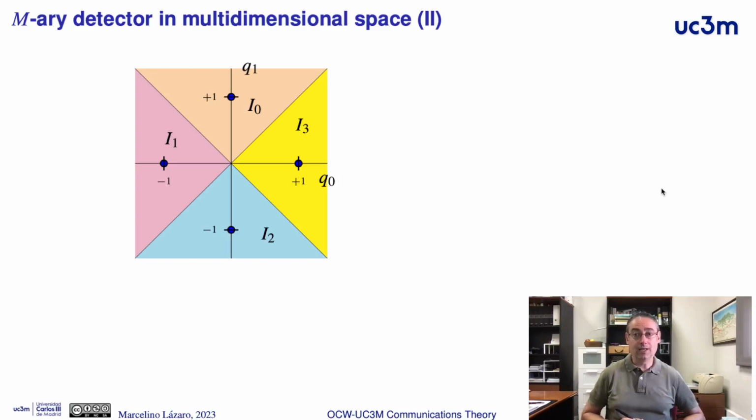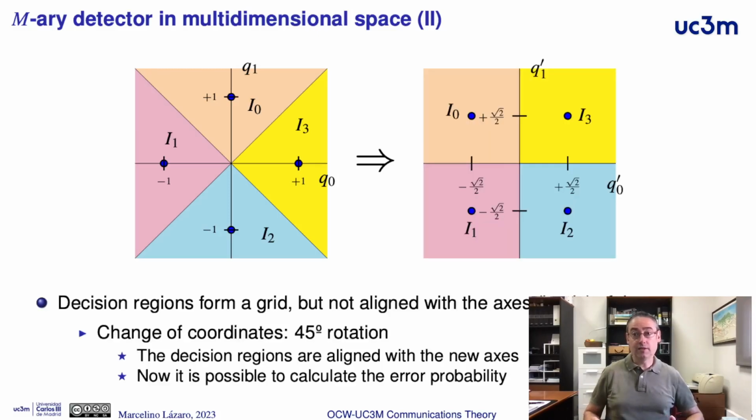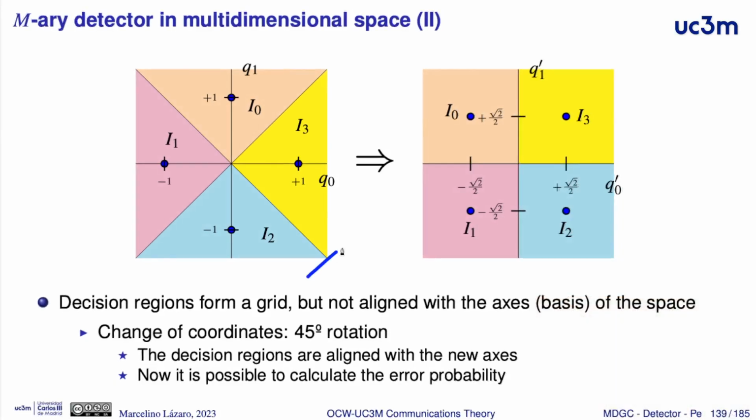This can be extended for constellations where we have the decision regions in a grid, but they are not aligned with the axes, because in these cases it is possible to introduce a change of coordinates to modify the constellation and get the decision regions aligned with the axes. In this example, it is only necessary to introduce a 45 degrees rotation to get this equivalent constellation, where the decision regions are in a grid aligned with the axes. And it is possible now to compute the probability of error.